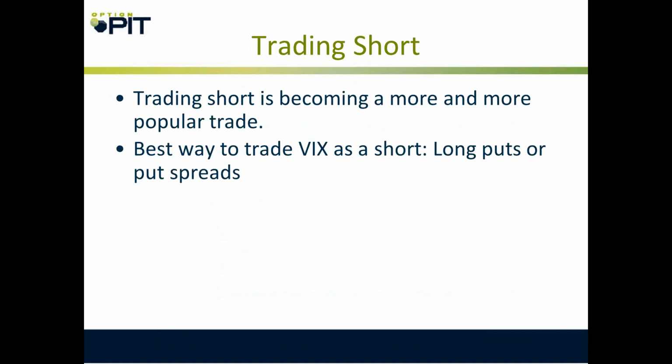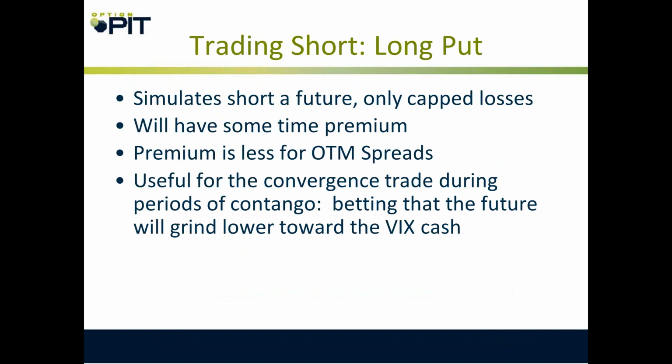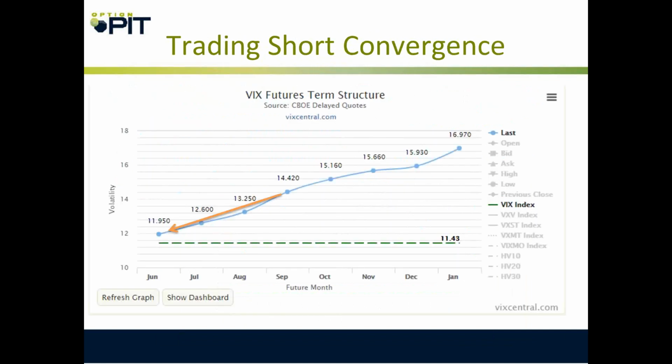So I think the primary way to trade VIX options is to be short and to use long put spreads in what's called a convergence trade. All right, so how do you do this? It simulates a short future, only you have capped losses with a long put. Has a little bit of time premium, but it's great for a convergence trade. So let me show you a convergence trade.